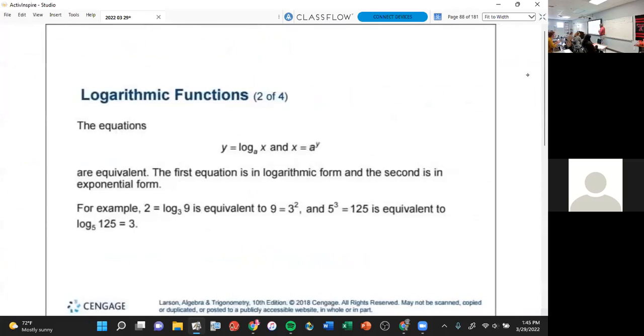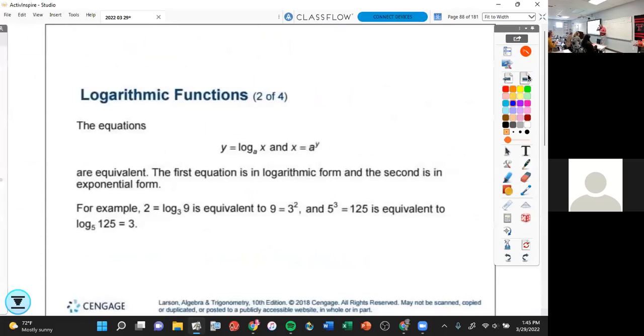Moving on. Which means y equals log base a of x is the same thing as x equals a to the y power. The first equation is logarithmic form. The second equation is exponential form. Here are some examples with numbers in them. If I told you that 2 was equal to log base 3 of 9, what is the base? 3. What is the exponent? 2. What is 3 squared? There it is. Okay. So 2 equals log base 3 of 9 is equivalent to 9 equals 3 squared.